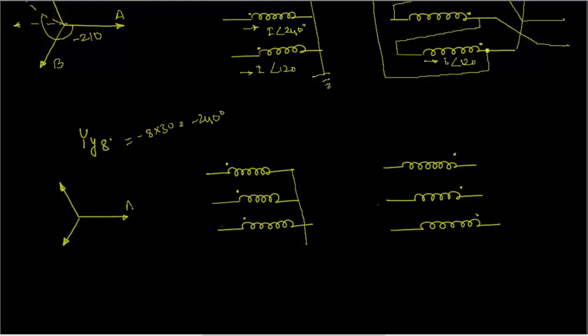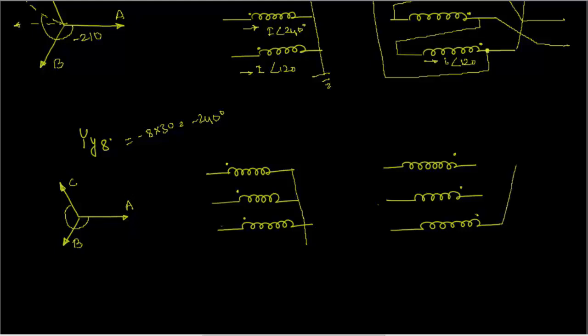So if this is A, this is B and this is C, then for A phase it is going to be minus 240 degrees. So minus 240 degrees is nothing but this. Means for A, the phase corresponding to C on the secondary side will be the phase for A phase.